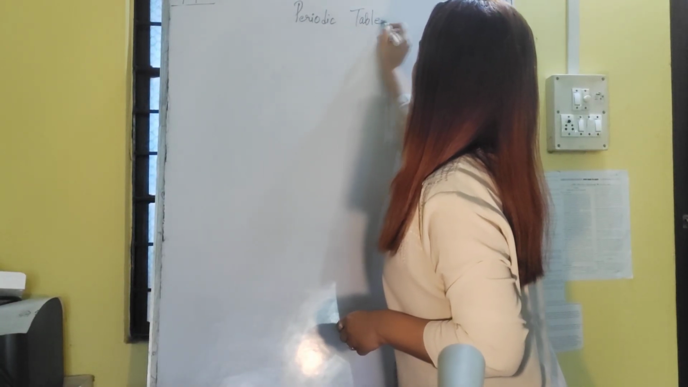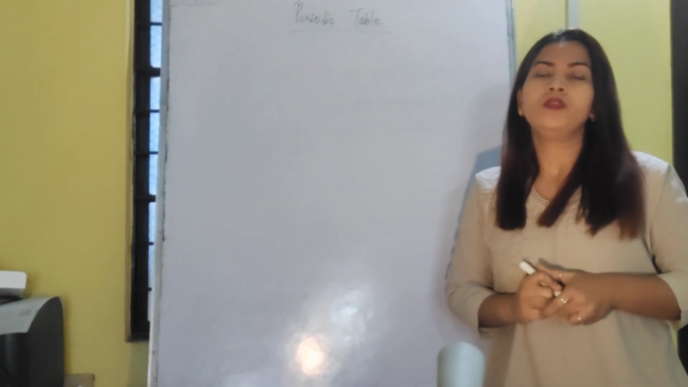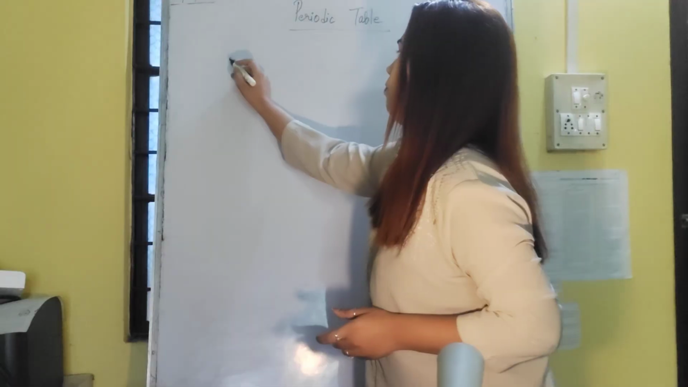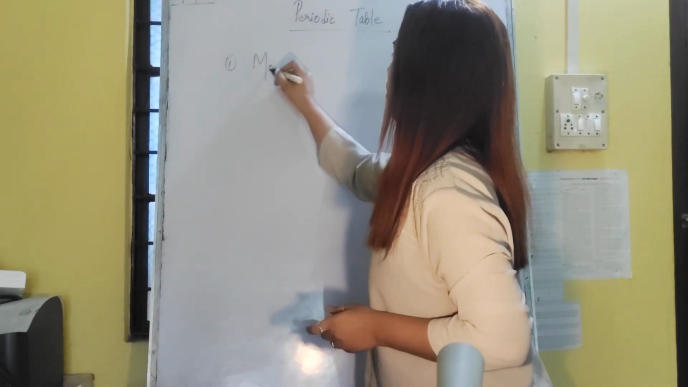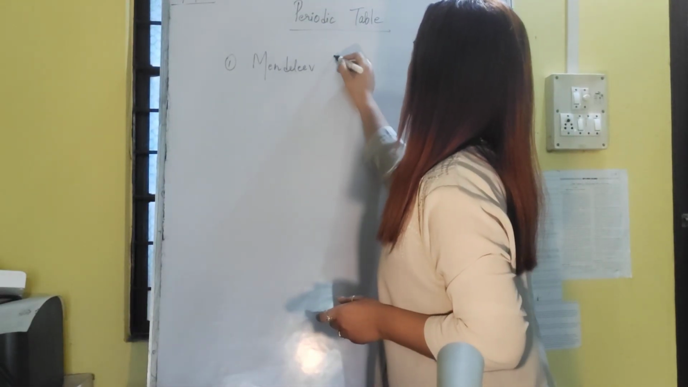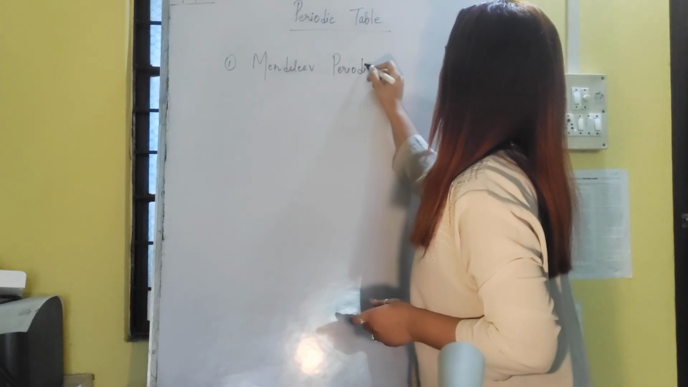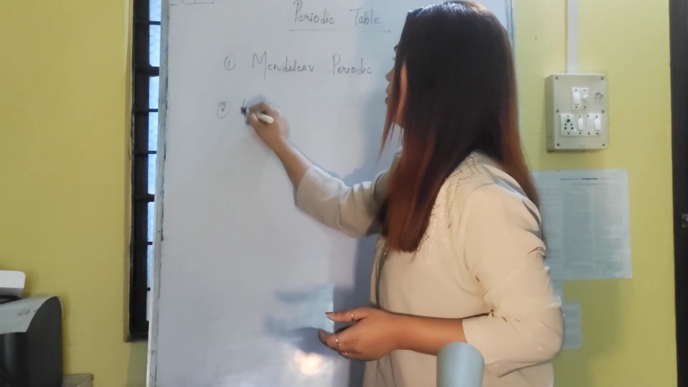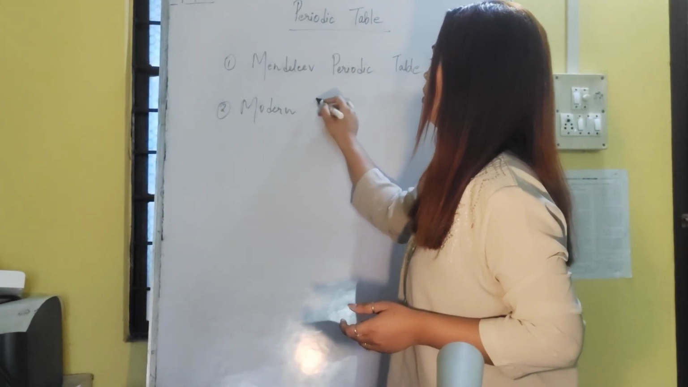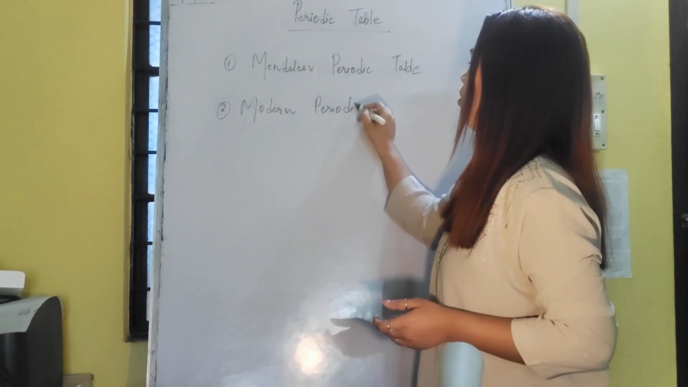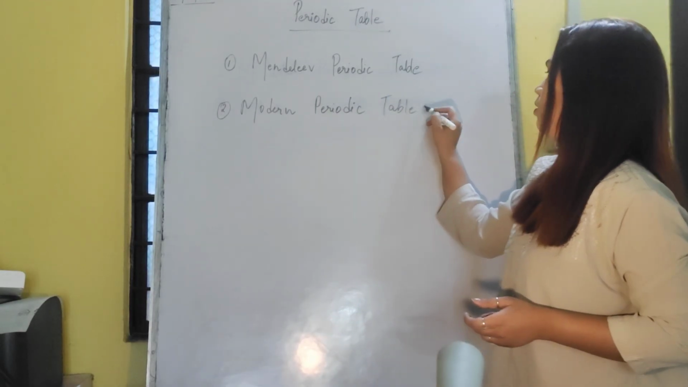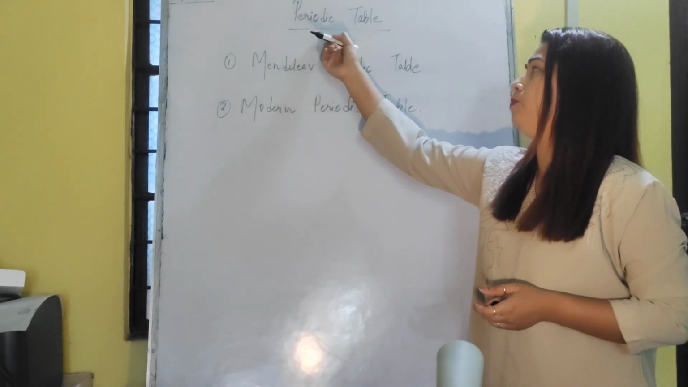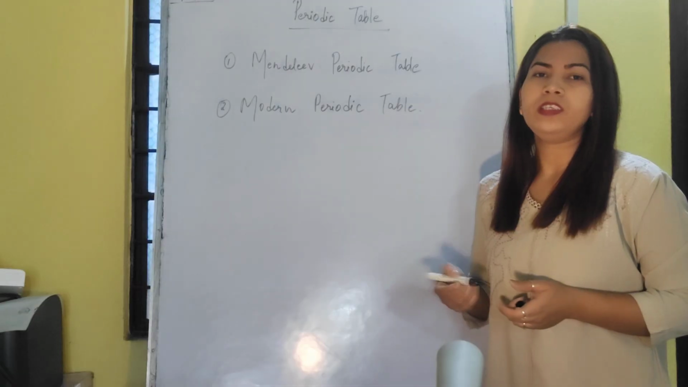Periodic table. So students, there are basically two types of periodic table in our chapter. Number one is Mendeleev periodic table, and the second one is modern periodic table.